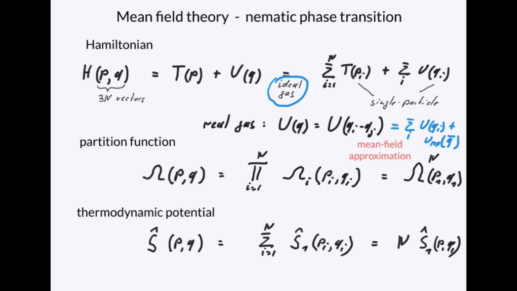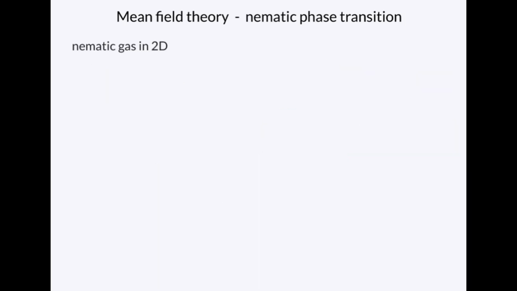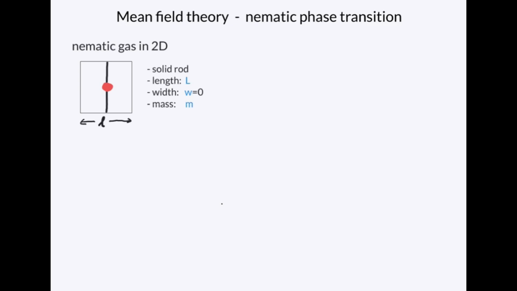As an example, we will use the nematic gas in 2D. Nematic particles are particles that have one preferred direction. We will describe nematic particles as solid rods of length L and width much smaller than L, let's say it's 0, and they have a mass m. Those particles are now positioned randomly on a surface of area A, and we apply the rule that those particles may not overlap. Particles may only align along the x or the y direction.